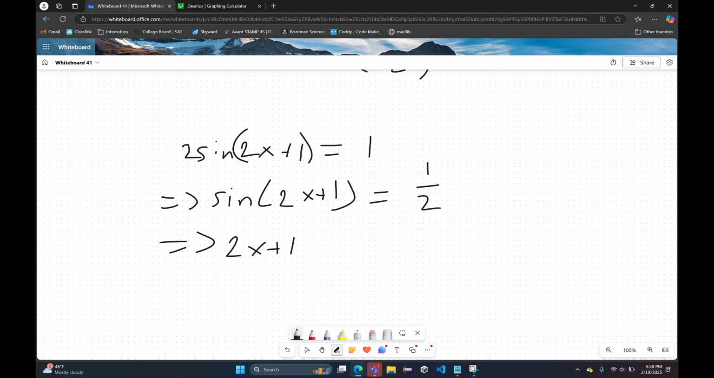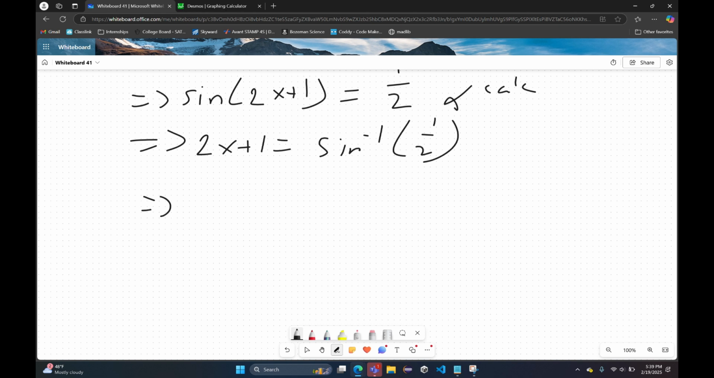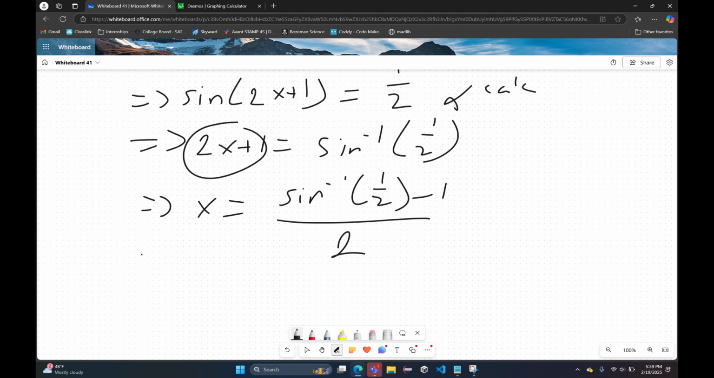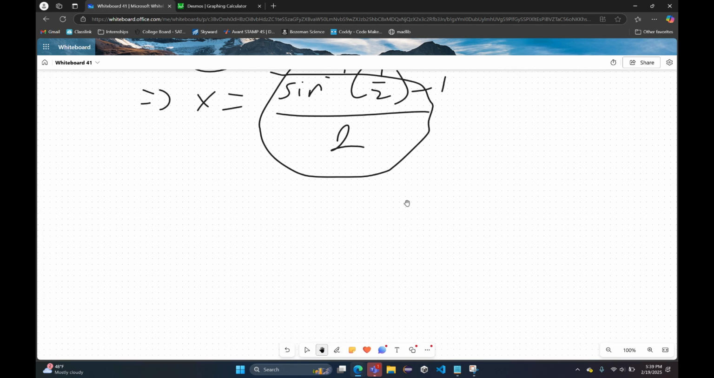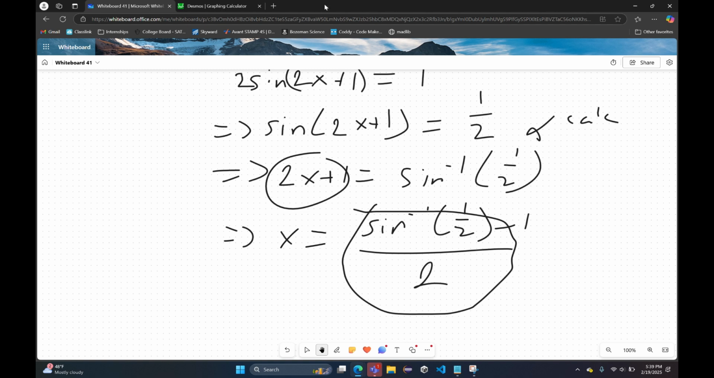So we have 2x plus 1 equals sine inverse of 1/2. And you can use a calculator to figure that out. And then from here, we can just solve for x as we would any other algebraic equation. We have x equals sine inverse of 1/2, and then minus 1 divided by 2. And it's that simple, and you just punch that into your calculator to figure out whatever the value of x was. So whenever you're solving a linear trigonometric equation, first isolate the trigonometric function. Once you've isolated the trigonometric function, you're just going to solve for the variable as you normally would.